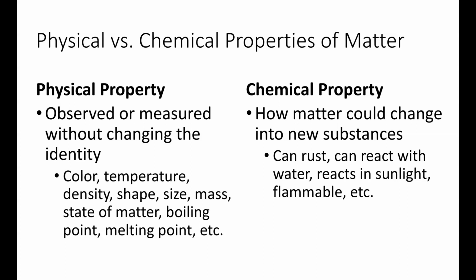So you can think about it like if you freeze water, it's still water. It just looks different and feels a little bit different. A chemical property is how matter could change into new substances. So something that could rust, something that reacts with water, something that's flammable, something that's inflammable. These are all chemical properties, and we'll look at a few more examples of each of these in just a moment.